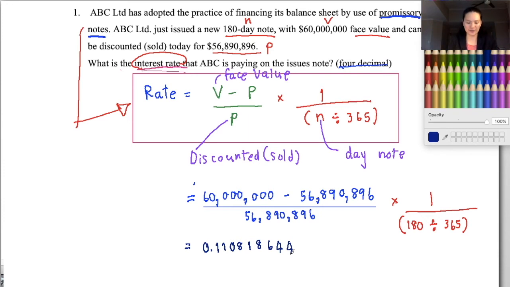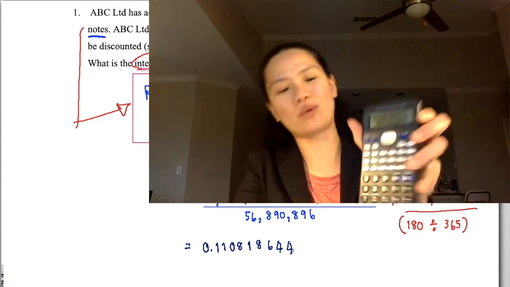Let's do it together. 6 0 0 0 0 0 0 0 minus 5 6 8 9 0 8 9 6. Okay, you get the answer. And then you divide that with 5 6 8 9 0 8 9 6. Okay, you got this one. And then you multiply with 1 divided by, in the bracket, 180 divided by 365, and close the bracket.